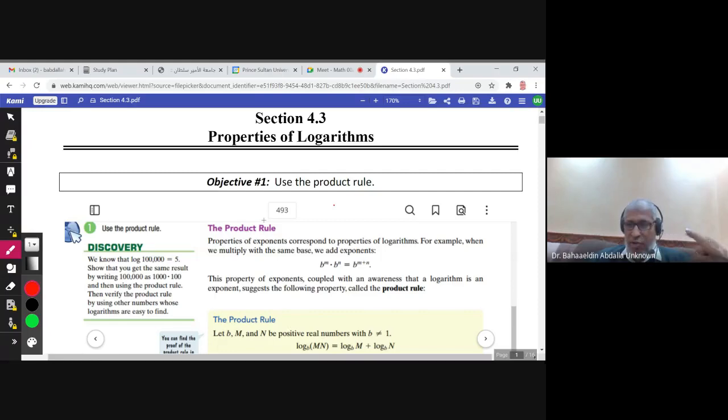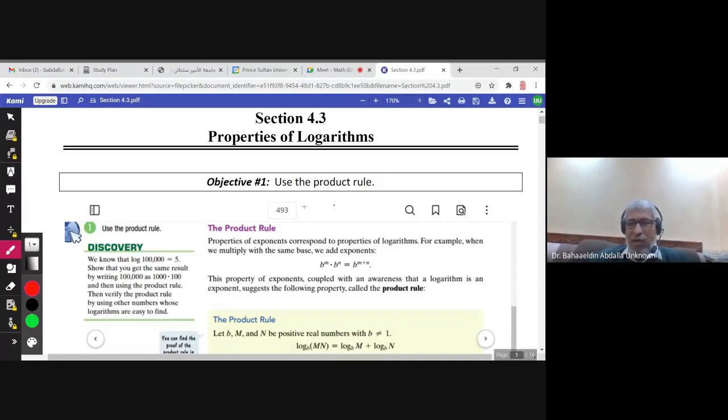and also a relation between the exponential and the logarithmic, which is log of b to the power x to the base b is x. It means log and the exponential cancel each other. Now we will study three important properties. They are really called properties of logarithms.